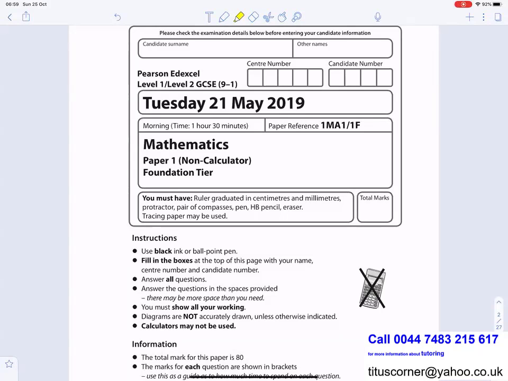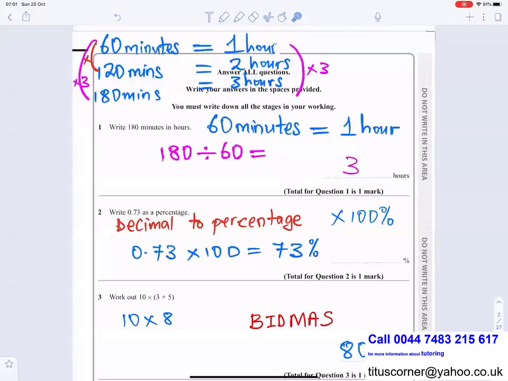2019, paper 1, foundation tier, Edexcel exam board. It's a foundation tier paper. Question number 1, write 180 minutes in hours.